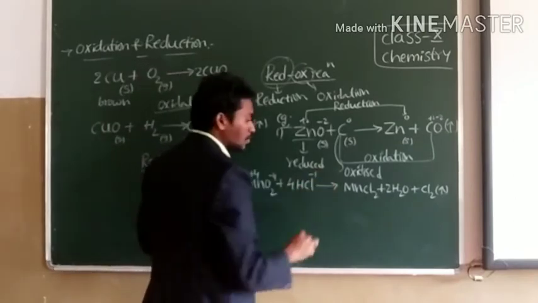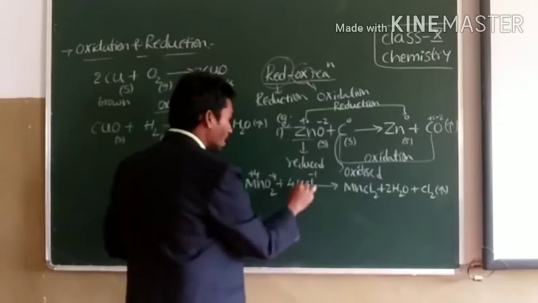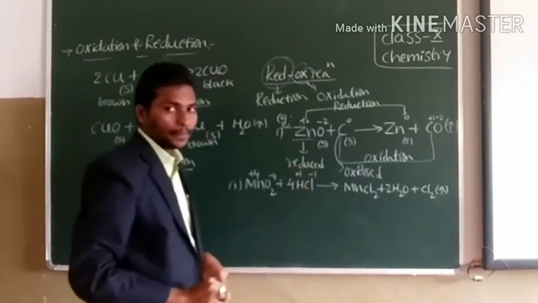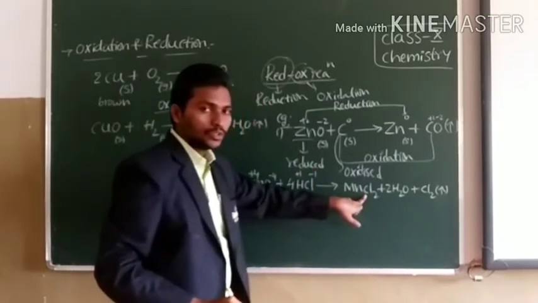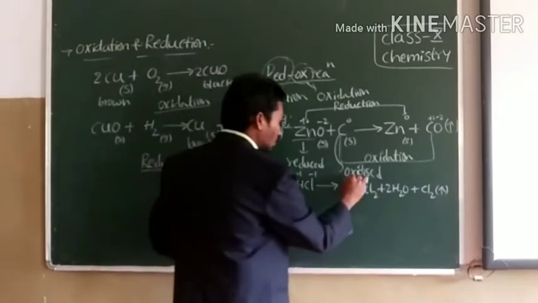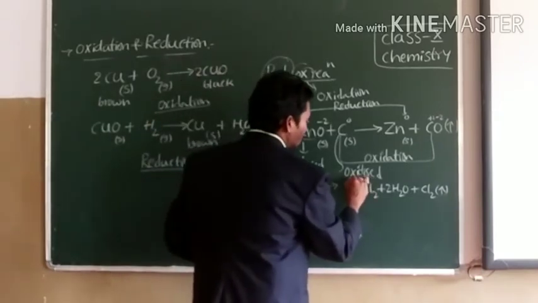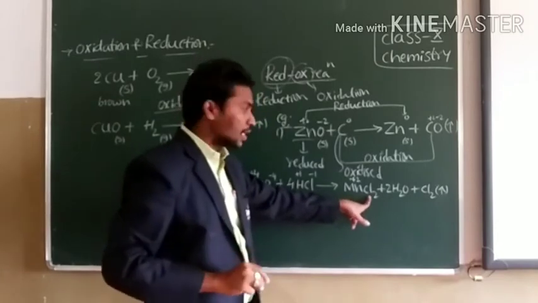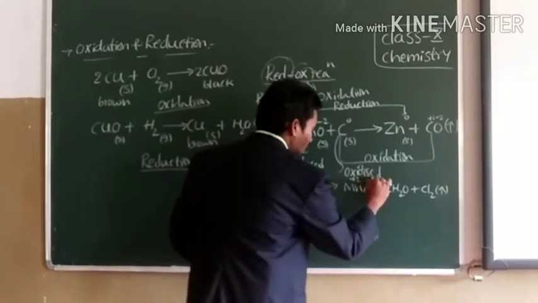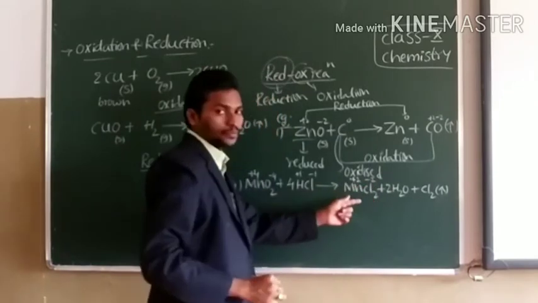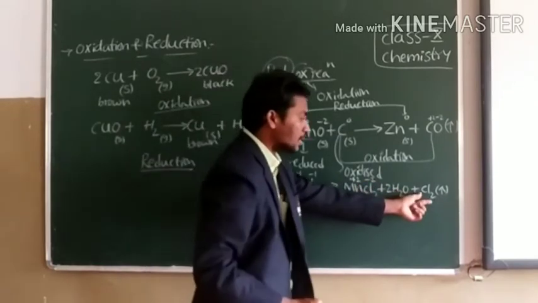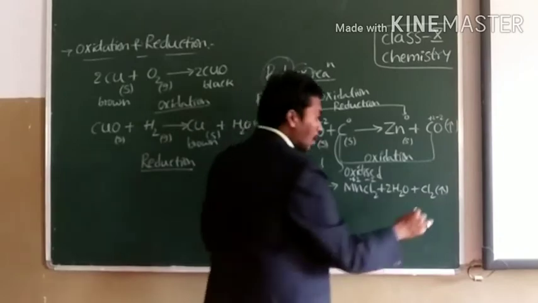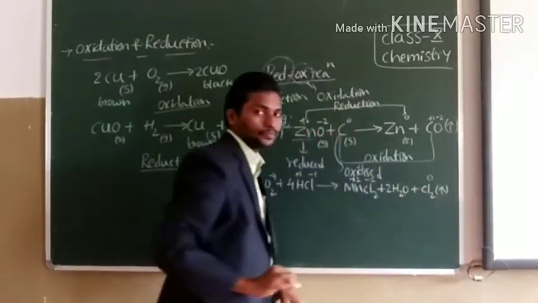Cl is -1. Chlorine oxidation number is -1. Hydrogen is +1. In MnCl2, manganese oxidation number is +2. This is because chlorine oxidation number is -1. Here 2 atoms are present, so -2, and -2 plus 2 is 0. Next, the Cl2 molecule. Oxidation number of a molecule is 0.